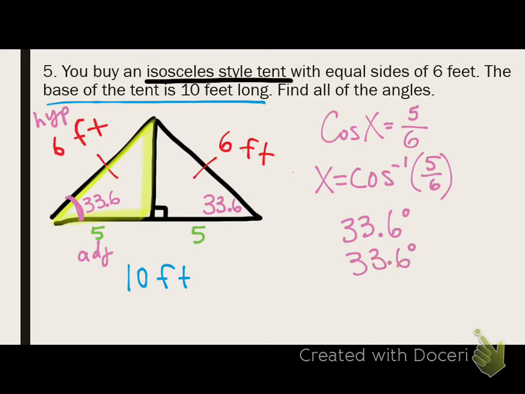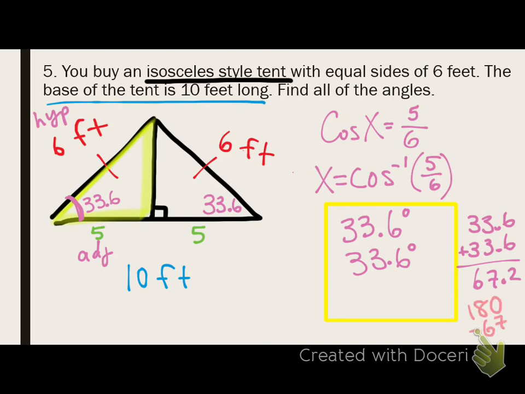So to find the top angle, we can add them and subtract from 180. So let's go ahead and add them. What is 33.6 plus 33.6? Or you can double it, essentially. 67.2, good. And then we're going to subtract that from 180 to find the third angle. 112.8? Okay. Oop. Degrees.